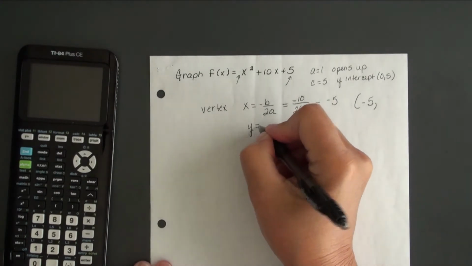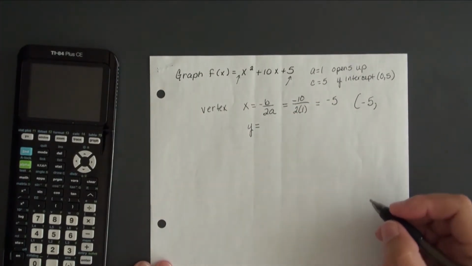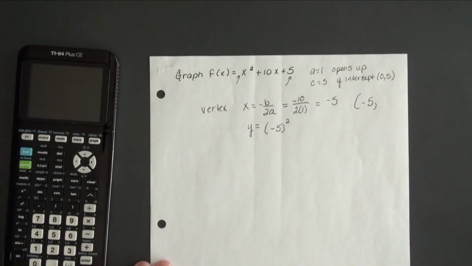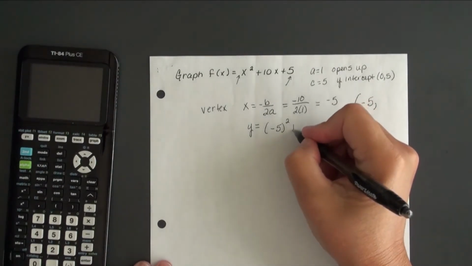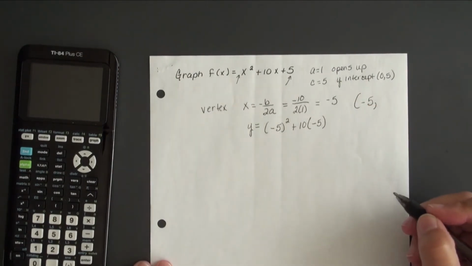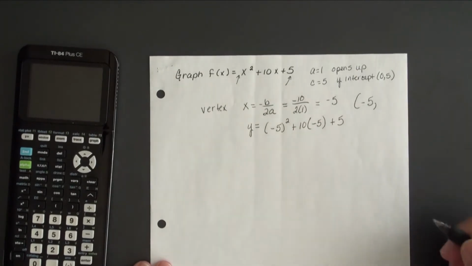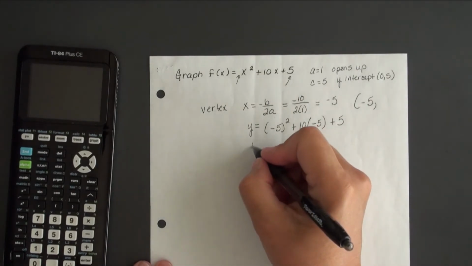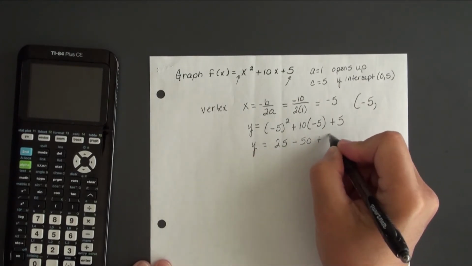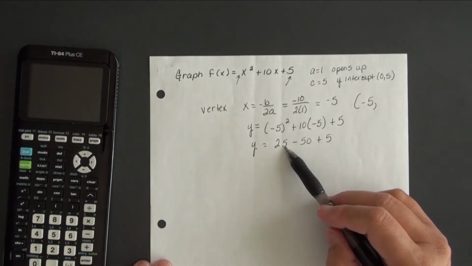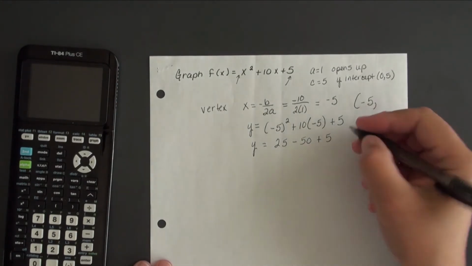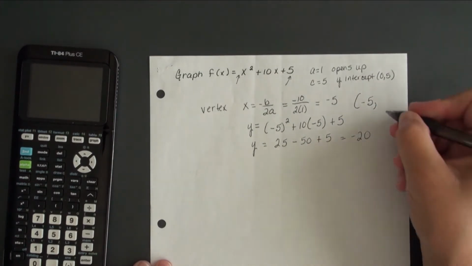Let's find the y value of our vertex. y = (-5)² + 10 times (-5) + 5. y = 25 - 50 + 5. 25 - 50 is -25, plus 5 is -20.